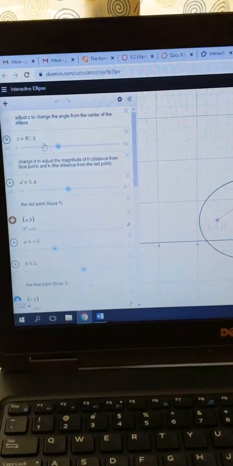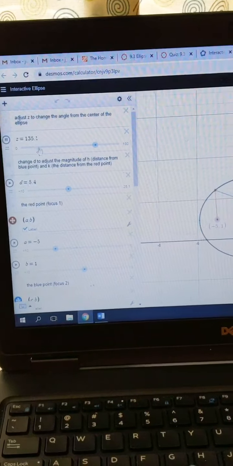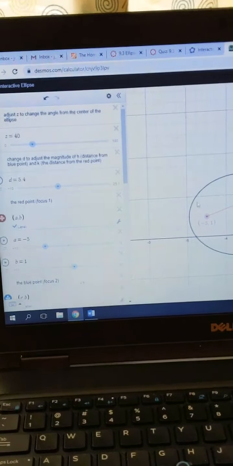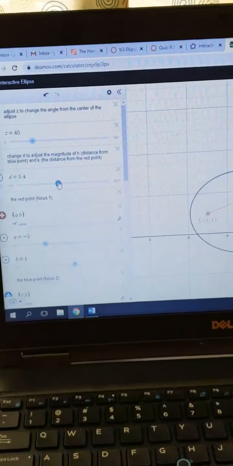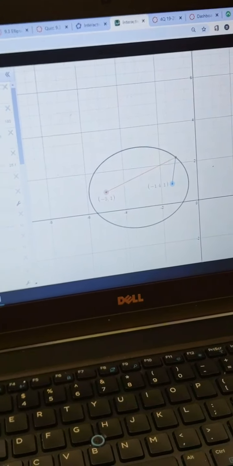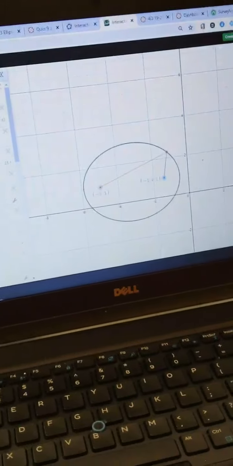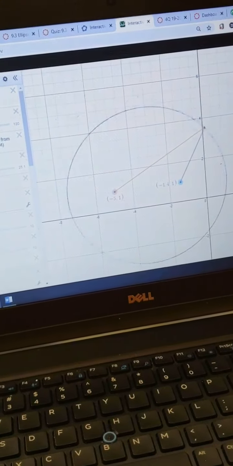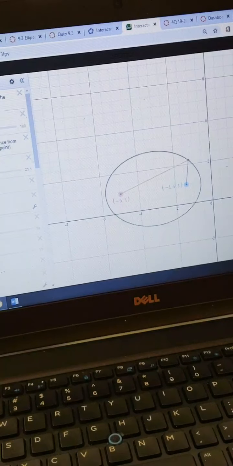If I look over here on these sliders, I can change a couple things. One, I'm going to just stop this Z because that just rotates back and forth. But I could change D. D is the magnitude of that focus point. So as I increase the slider, I'll show you guys on the screen, it increases the collective distance between the two. So we'll just leave it there.